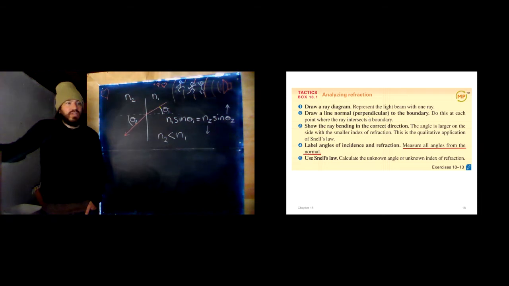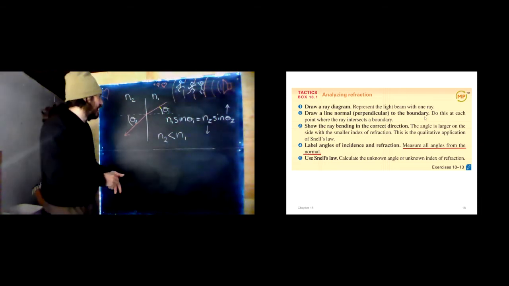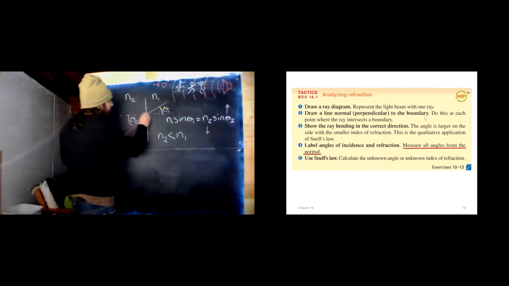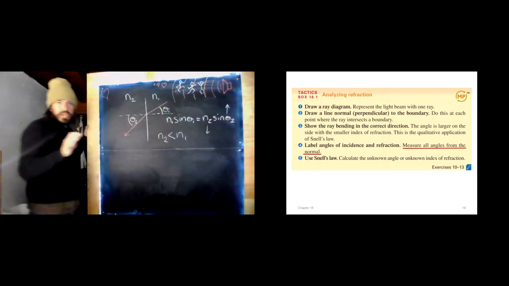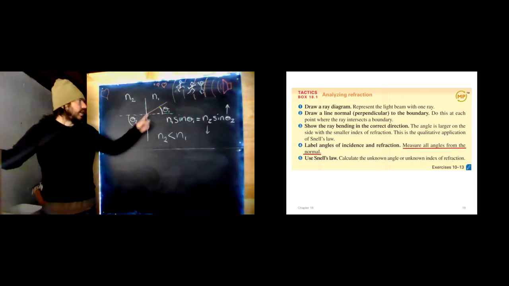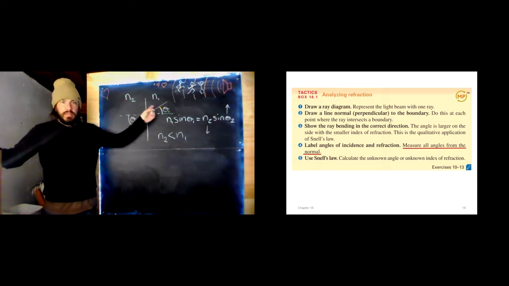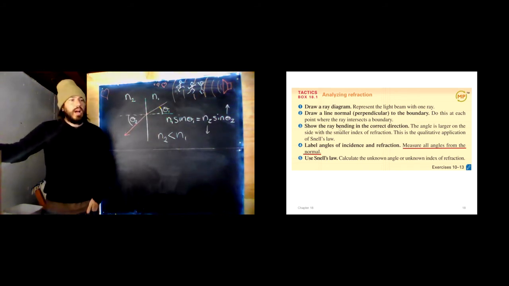We always want to draw this line normal to the boundary. And so that's this line that I've drawn here. Right? Because that's what we measure our angles with respect to. It's very common to make the mistake of measuring them here. We don't do that. We measure them here. And then we'll show the ray bending in the correct direction.